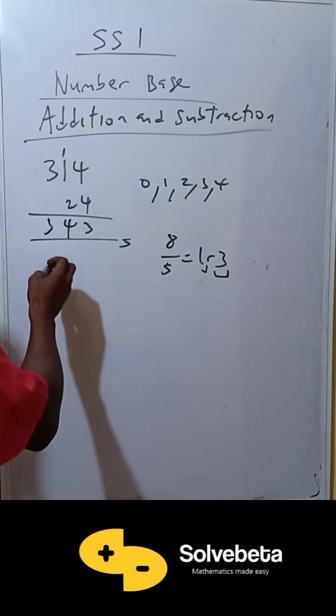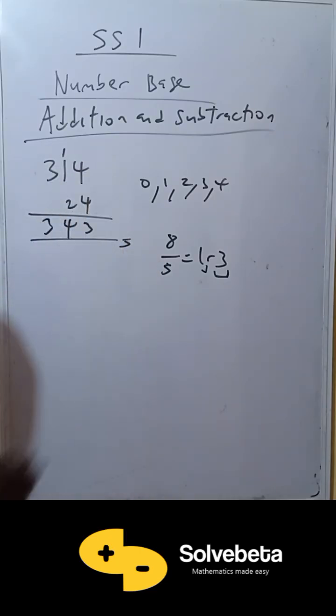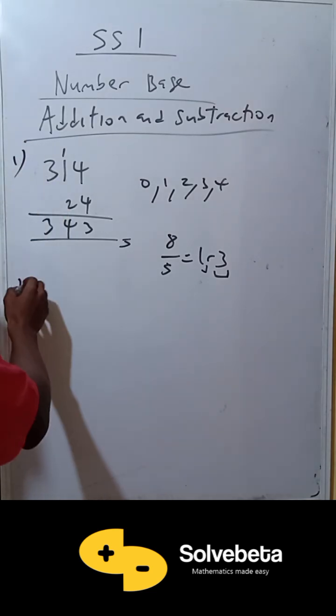So if you add these two numbers in base 5, you get 343. Let's take another example.